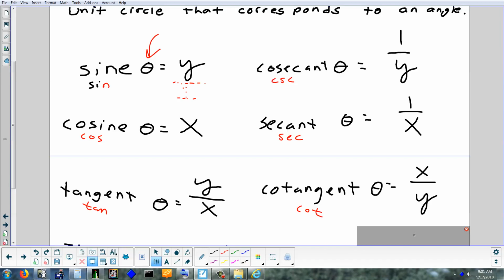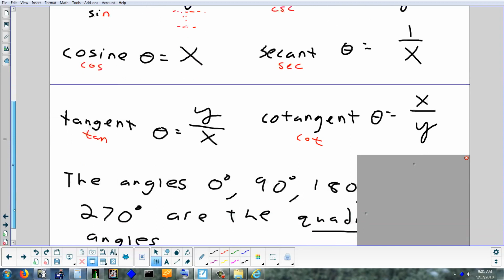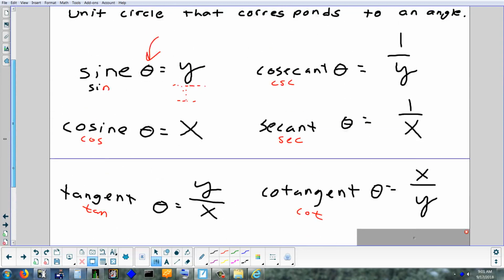All right. So if you can remember, sine is y, cosine is x, tangent is y over x. That's the first 3, and then you flip them to get the second 3. 1 over y, 1 over x, x over y. Any questions on those formulas?